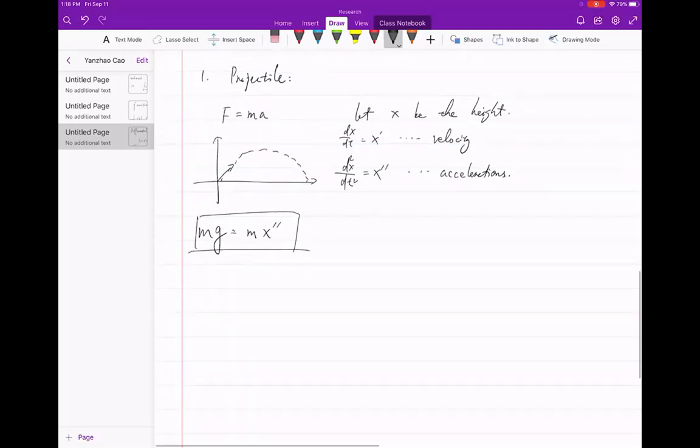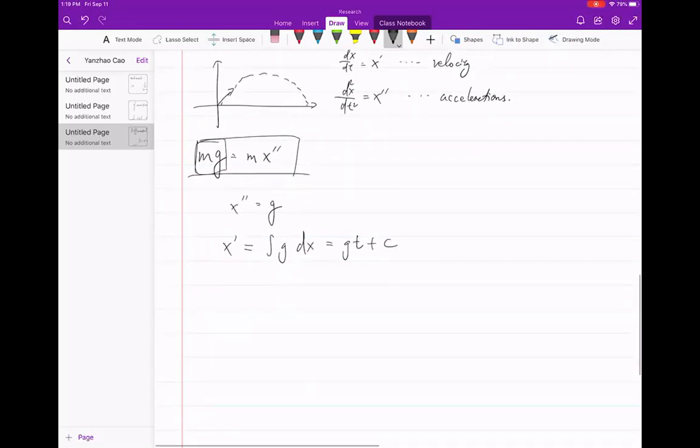It's pretty easy because all the things on the left is just a constant. Everything on the right, if you write it down, is nothing but a derivative. So you can find x prime by taking the integral, which gives you gt plus a c. Now x is just going to be the integral of the whole thing again.